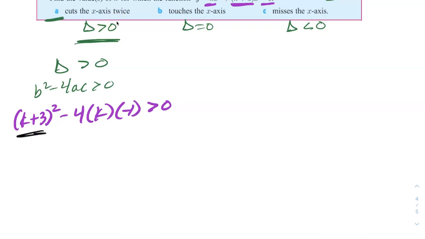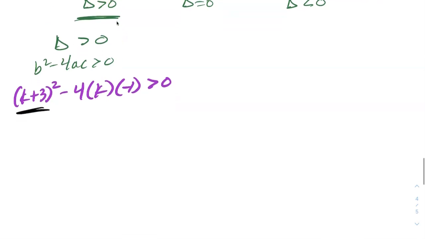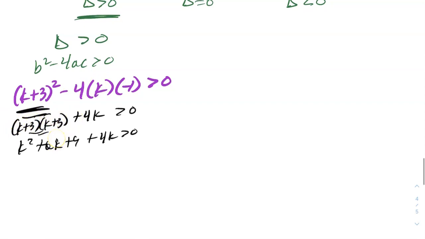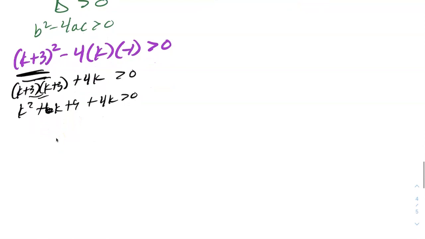Keep in mind this right here, do not be lazy. That is k plus 3 times k plus 3. And over here I get a double negative, so plus 4k. And I want this to be greater than 0. So distribute, I get k squared plus 6k plus 9 plus 4k greater than 0. This is k squared plus 3k plus 3k plus 9; I just added the middle terms already to get 6k. Combining like terms, I get k squared plus 10k plus 9 is greater than 0.